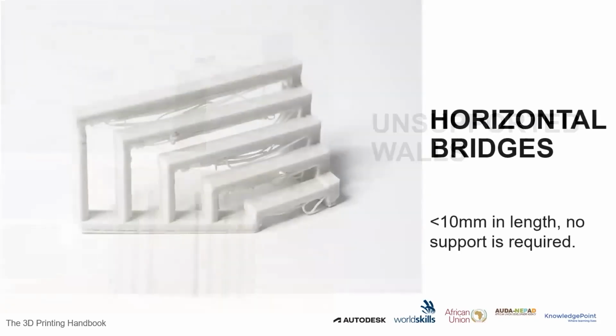Another aspect I really want to look at is the horizontal bridges, just like the graphic image on the screen shows us. When you have a bridge connecting two things, a horizontal bridge running between two stands, depending on the product you are designing, and there is nothing under it, it's really important to know that if the bridge is less than 10 mm in length, support is not required. But if it's longer than 10 mm, please add support. Otherwise, that print will fail.